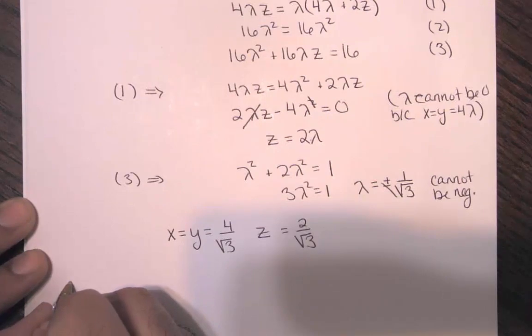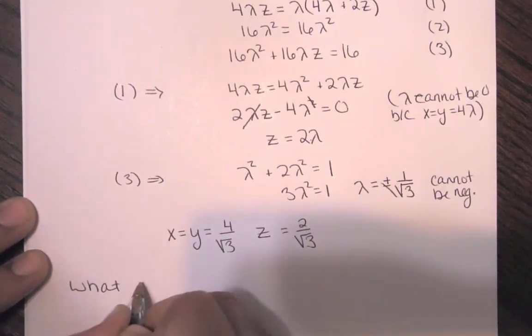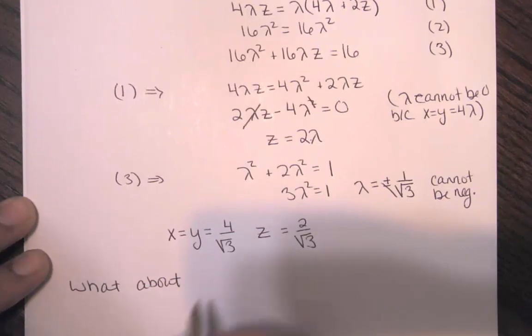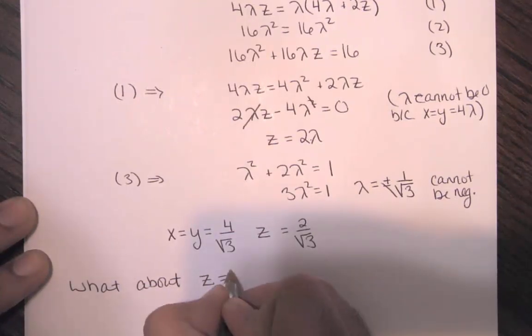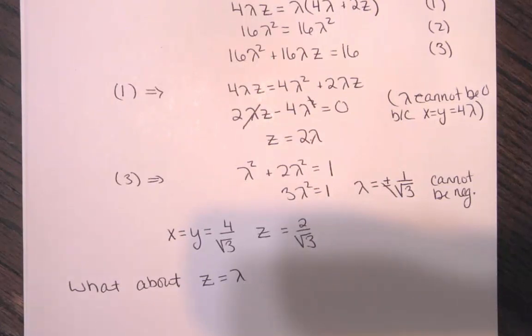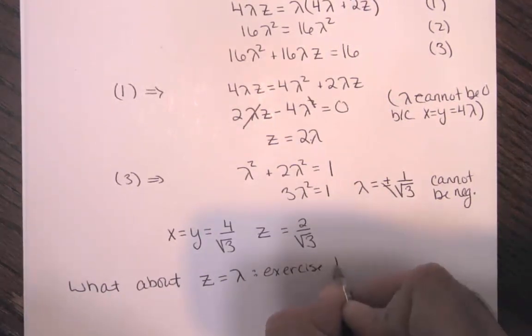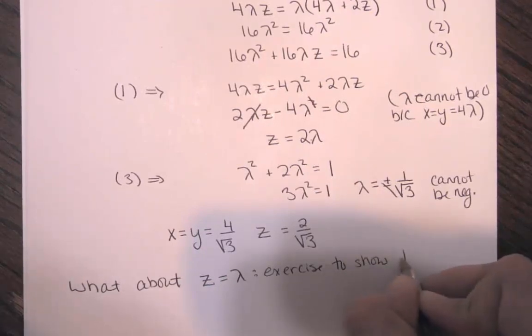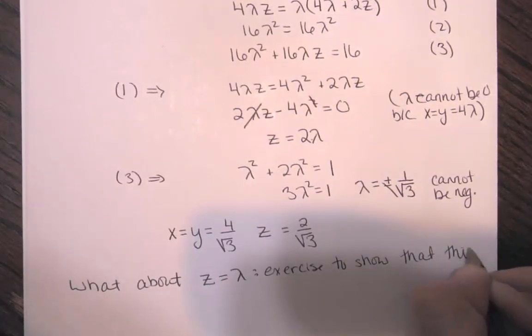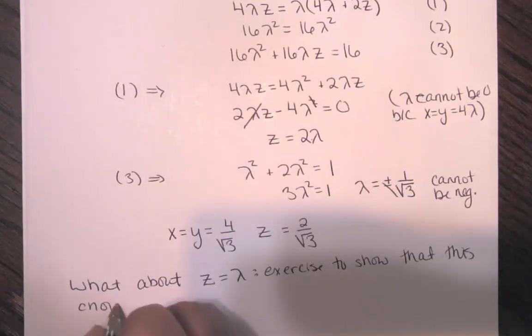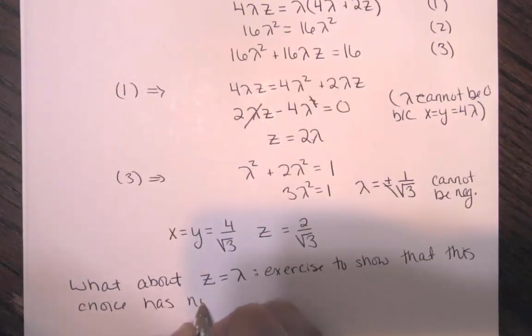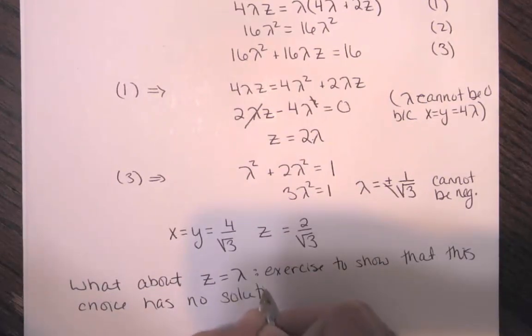Now, but what about letting z equal lambda from our first page of calculations? Well, I'll leave it as an exercise to show that this choice has no solution. Leaving this with the only feasible solution.